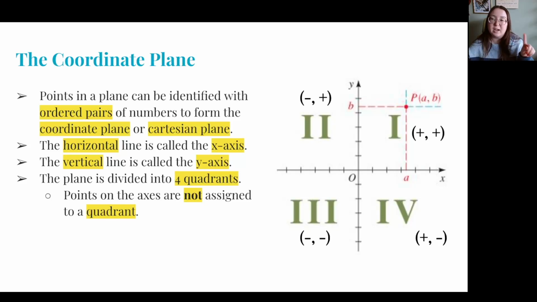And then it goes in a counterclockwise rotation there. The one on the top right is 1, top left is 2, bottom left is 3, and bottom right is 4. So those are the 4 quadrants. And so point P is in quadrant 1, but if you ever had a point that was on an axis, that is not technically assigned to a quadrant.